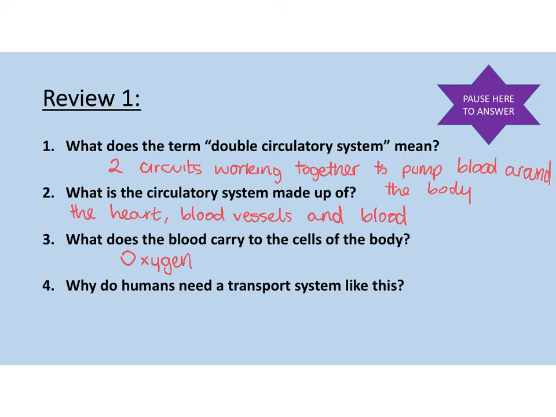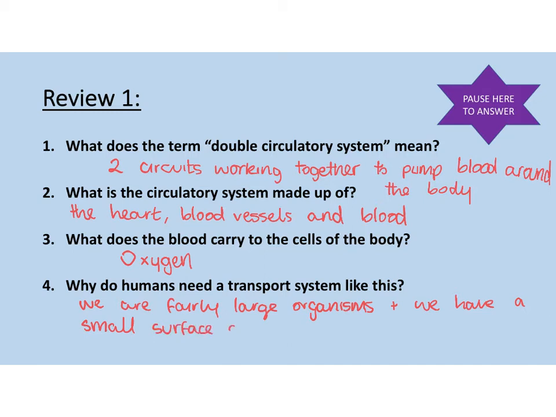Okay, and number 4, why do humans need a transport system like this? And the answer is we are fairly large organisms, and we have a small surface area to volume ratio.